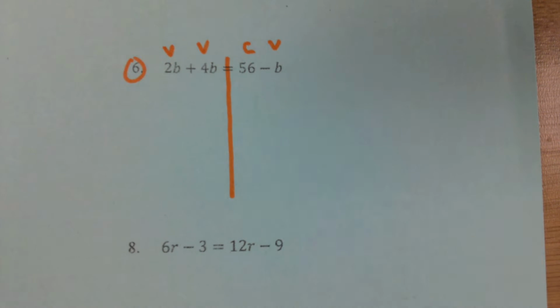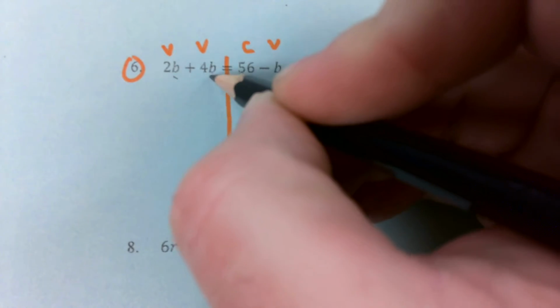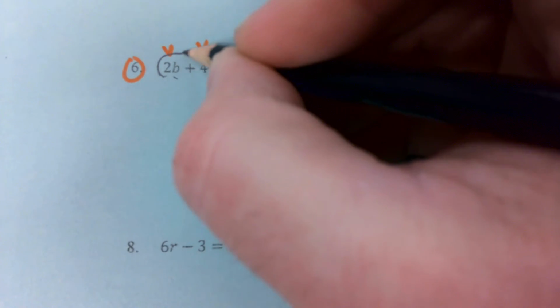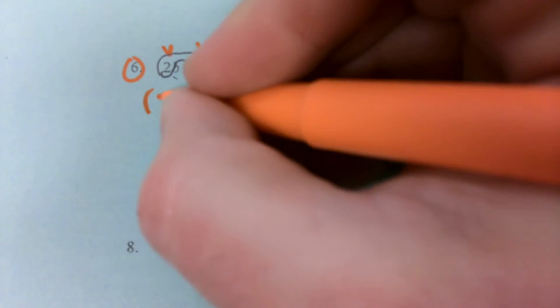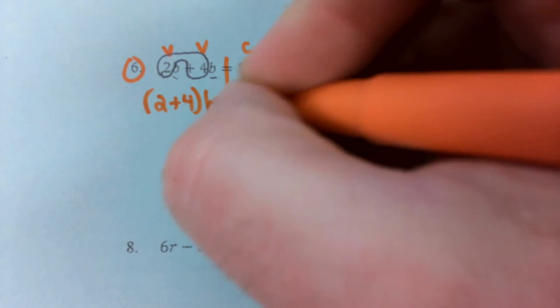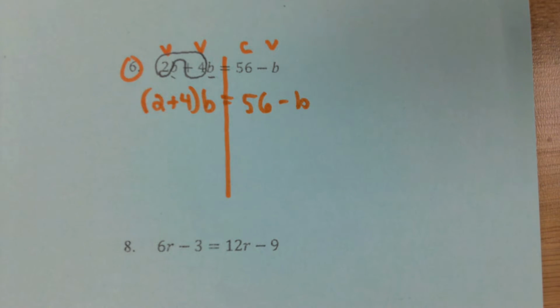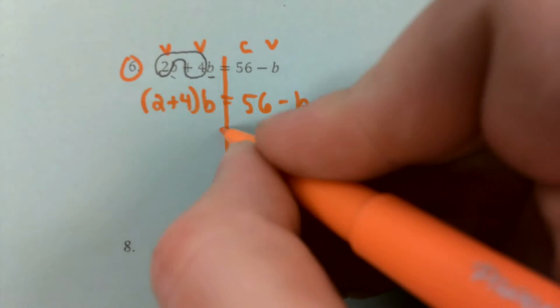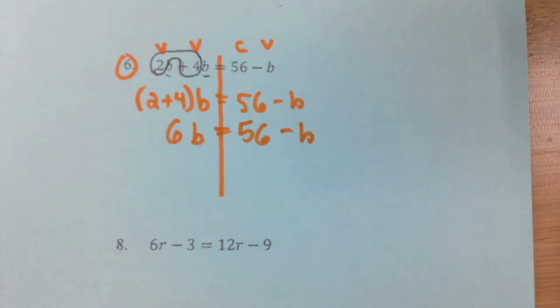We're going to combine these like terms on the left-hand side. 2b plus 4b, we got the same variable, so we know that they're like terms. We're going to circle up the 2 plus 4 portion and bring that out in front. Don't worry about red pens for today, just correct with a pencil if you have it. What's our new coefficient on the left? 6 with the b equals 56 minus b.